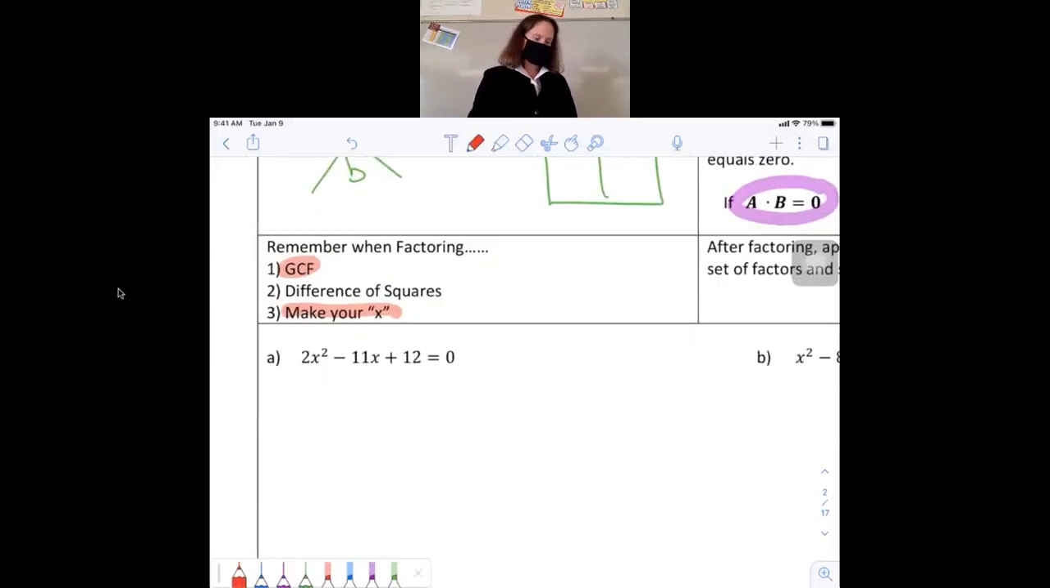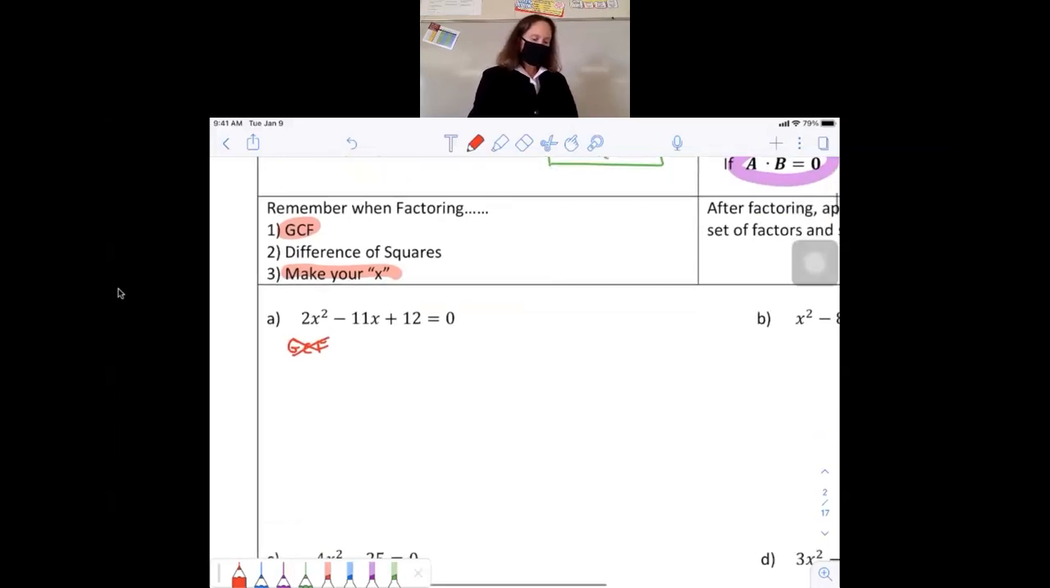So let's take a look at example A. Is there a greatest common factor between 2x squared, negative 11x, and plus 12? No. Okay, so greatest common factor is done, but always check that first. So then I'm going to go right to the X box. What number goes at the top of the X? A times C. So that would be 24. A times C, or 24. What goes at the bottom?